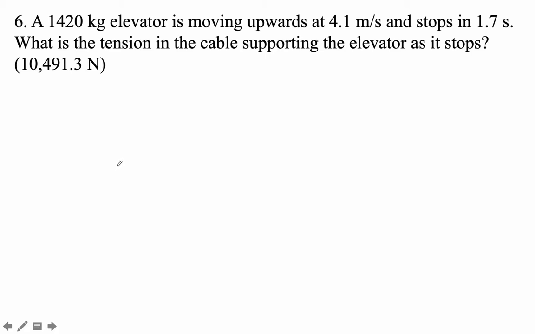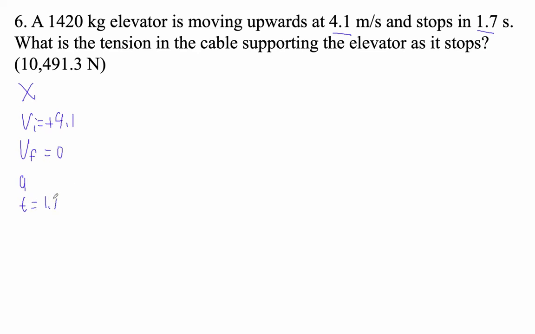A 1,420 kilogram elevator is moving upward at 4.1 and stops in 1.7 seconds. Okay, I think we got to figure out the acceleration first. Let's do that. So we got x, vi, vf, a, and t. It's moving upward, so our initial velocity is positive 4.1. Final velocity is 0. You see that this is going to be actually a negative acceleration, right?